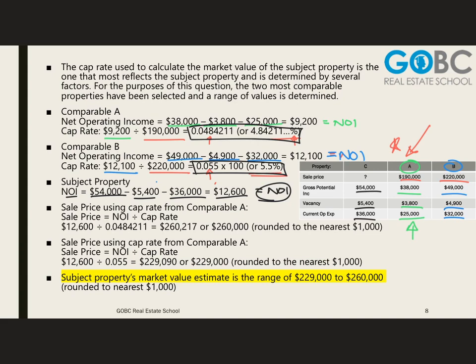So you see that the sale price is equal to the NOI divided by the cap rate. In this case, it would be 260,217. And we did the same thing with the other one, 12,600 divided by this cap rate here. That was the first one, right? This is the second one. You divide that and you get $229,090, and they say round it to the nearest 1,000. So for this one, it's rounded to 260,000, and the other one is rounded to 229,000. So your final answer is you should purchase that property for a range between 229,000 and 260,000.